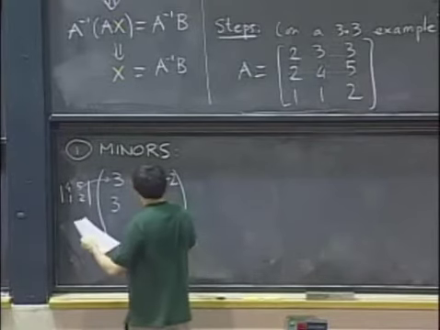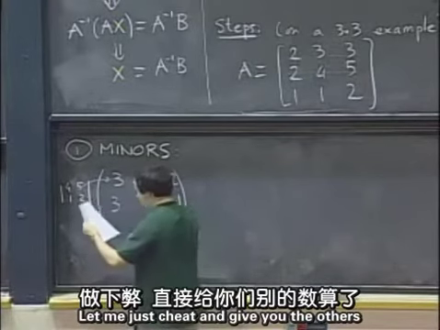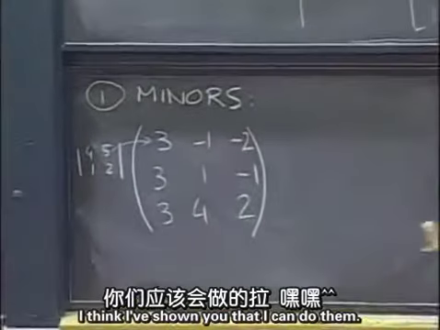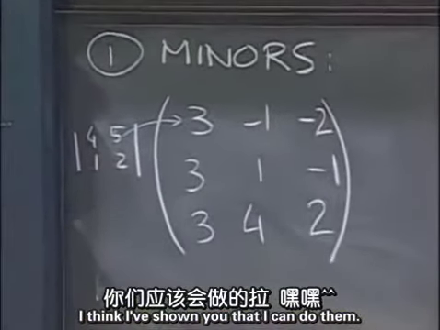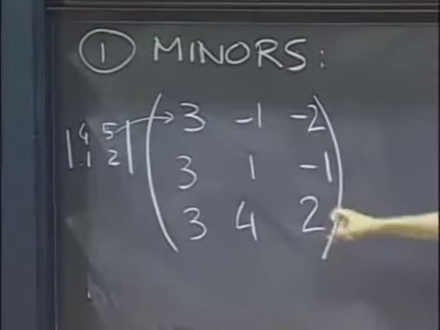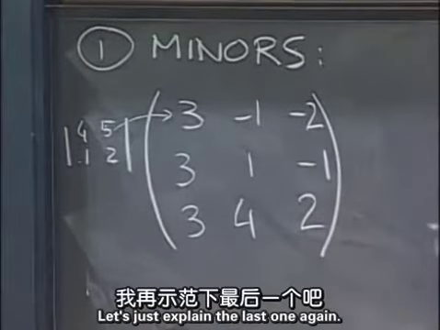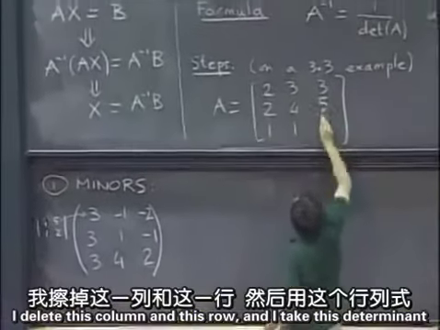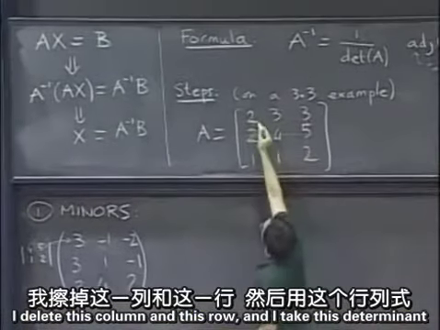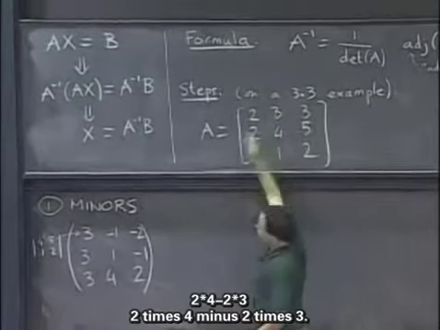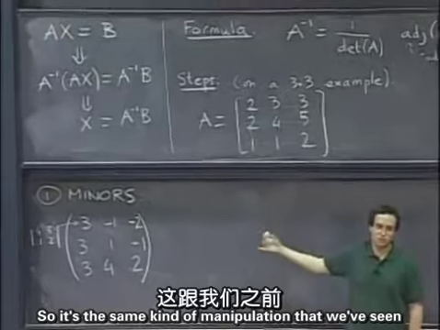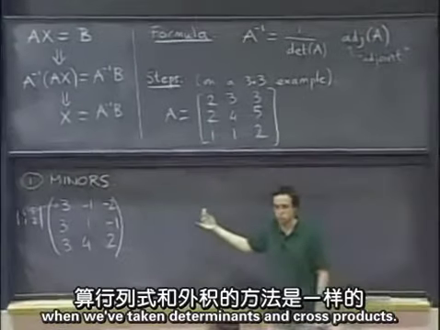And let me just cheat and give you the others. I think I've shown you that I can do them. So let's just explain the last one again. The last one, this 2: to find the minor here, I delete this column and this row, and I take this determinant, 2 times 4 minus 2 times 3. It's the same kind of manipulation that we've seen when we've taken determinants and cross products.